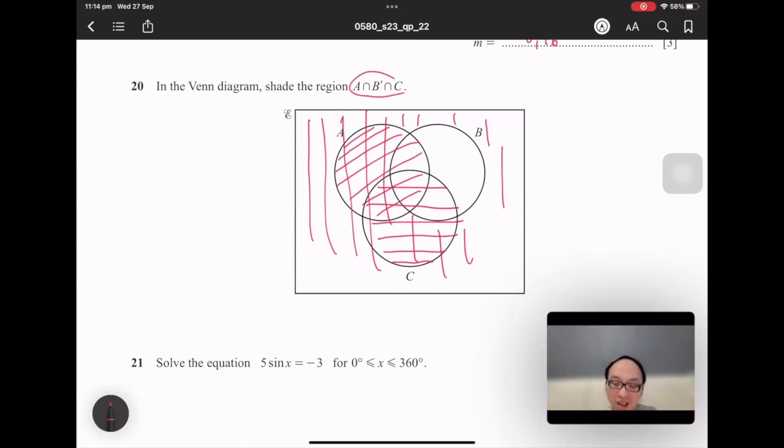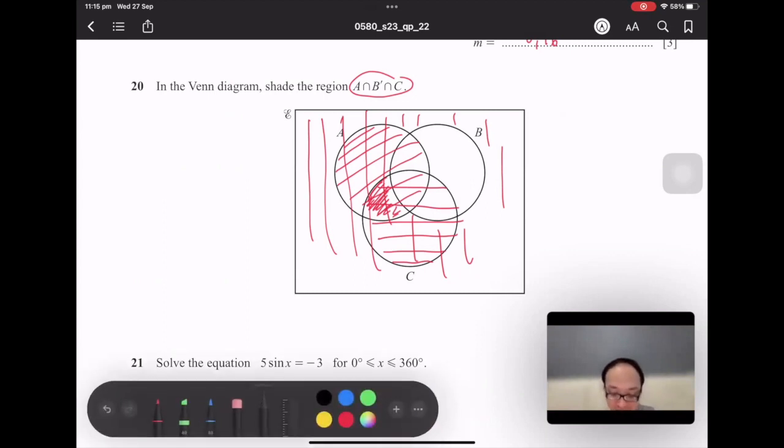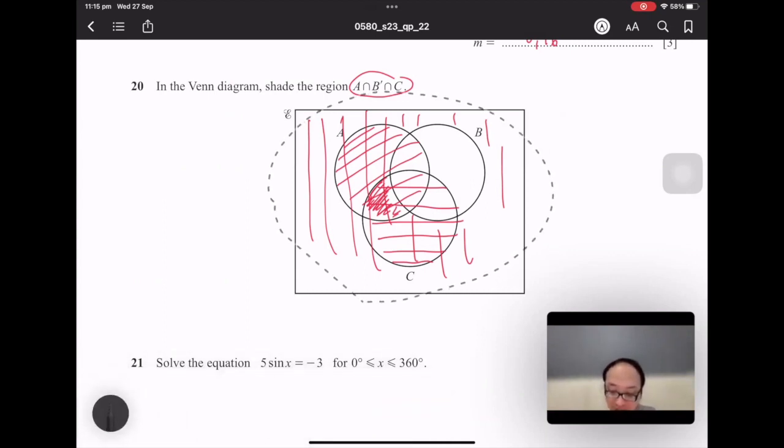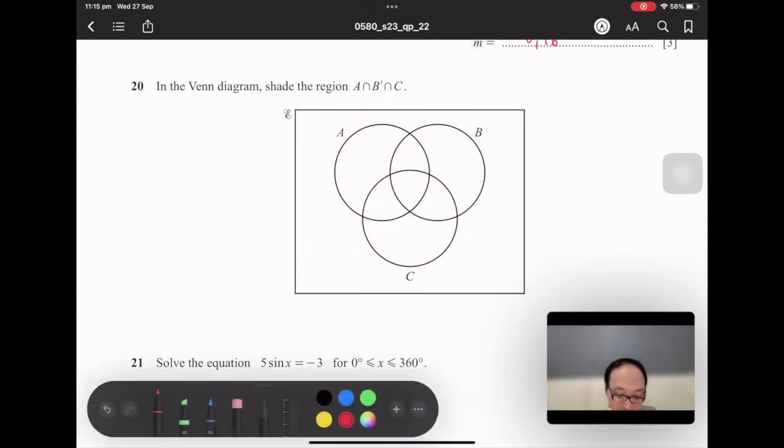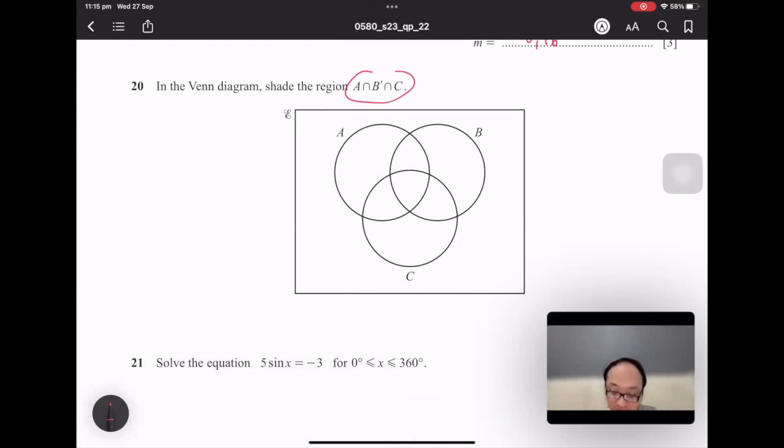The intersection means we have to find the most common shaded region. In this case, we have one region that is shaded 3 times. That means the answer should be only this region. So I can remove everything else, I remove this, and then the answer should be this.